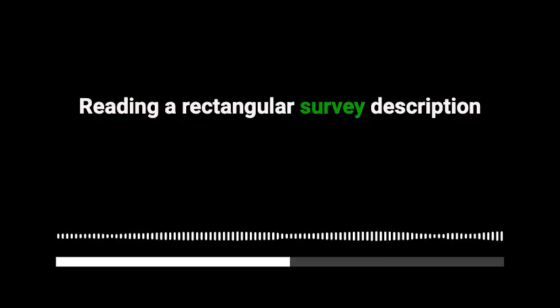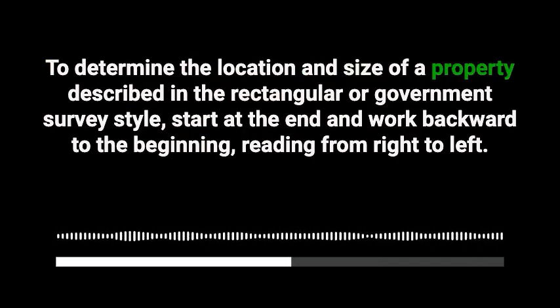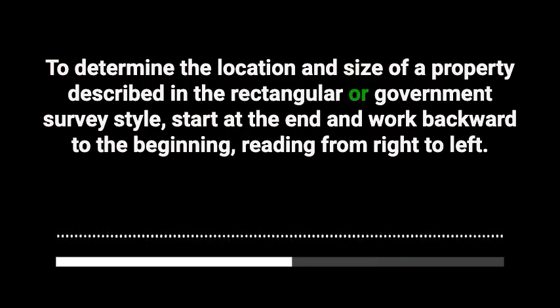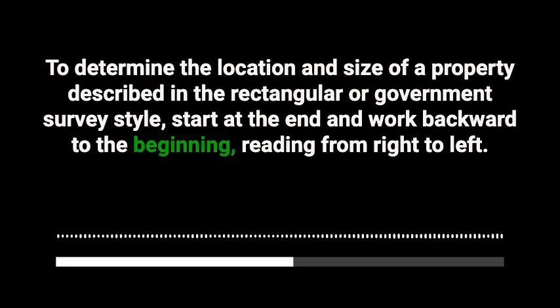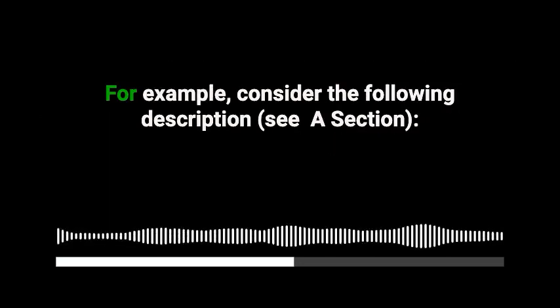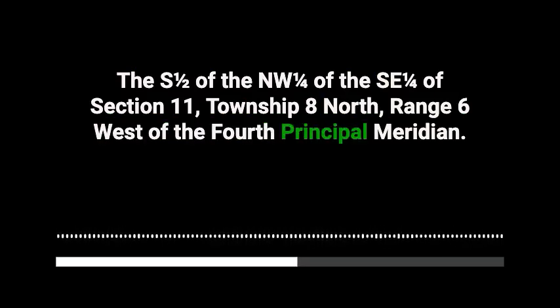Reading a rectangular survey description. To determine the location and size of a property described in the rectangular or government survey style, start at the end and work backward to the beginning, reading from right to left. For example, consider the following description. The S 1/2 of the NW 1/4 of the SE 1/4 of Section 11, Township 8 North, Range 6 West of the 4th Principal Meridian.